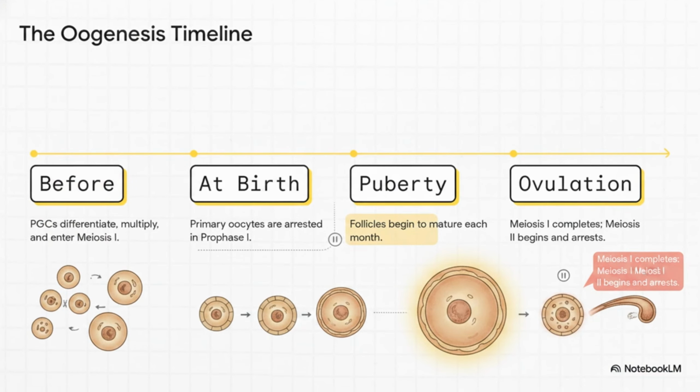The timeline is one of the most unique things about oogenesis. There's a ton of activity before birth. The PGCs multiply and enter the first meiotic division. But then, everything just stops. At birth, every single potential egg cell, which we now call a primary oocyte, is just sitting there, arrested on prophase 1. That's the very first stage of meiosis. The whole process only picks back up at puberty, moving forward in monthly cycles, only to pause again in meiosis 2, just waiting for fertilization to finally finish the journey.